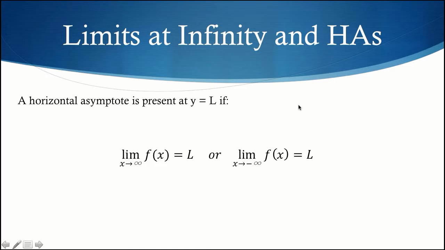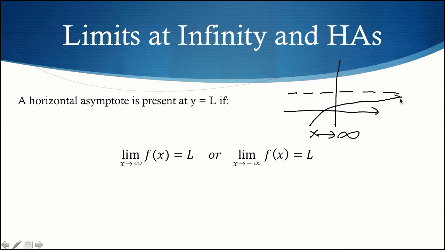Recall that horizontal asymptotes are the lines which a function is approaching as x approaches infinity. So if you have, say, a function like this, as x approaches infinity, this function is continuously approaching this horizontal asymptote, call it y equals L, as x approaches infinity. As x grows and grows, this function is growing as well, but it is getting as close as possible to y equals L without actually touching it. And that is a horizontal asymptote.